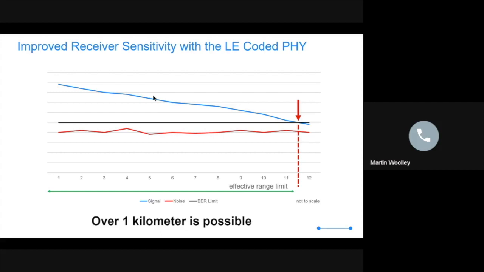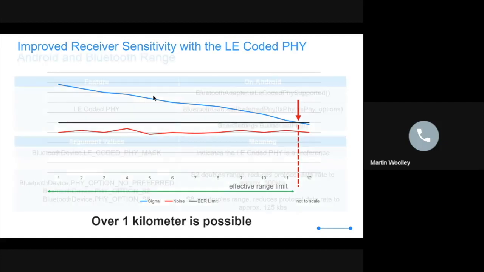And I have to tell you that whilst the official figure that we tend to like to quote, and you can see people demonstrating it, is 1 kilometre, I met a Japanese manufacturer of consumer electronics last year at a conference, and they presented on this very topic, and in their testing they'd achieved 3 kilometres with Bluetooth Low Energy using the LE coded PHY, which is phenomenal.